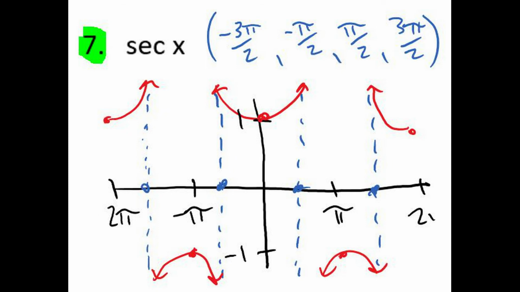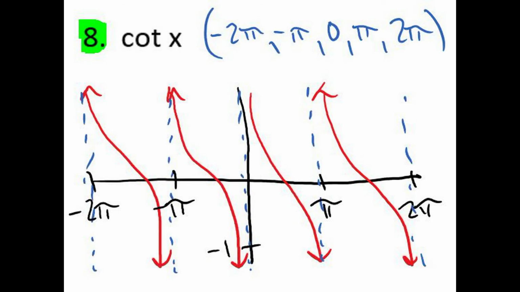All right, let's look at number 8. So number 8 is really similar to a tangent graph, except it's shifted a little bit, and the S-curves, I guess you call them, these red lines, they're going the opposite direction. So they're going from the top on the left side to the bottom on the right side. So anyways, we graph these, and we get an asymptote at the y-axis, so at 0, pi, 2 pi, and then negative pi, negative 2 pi.